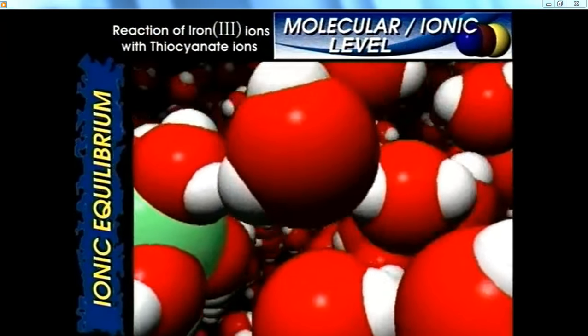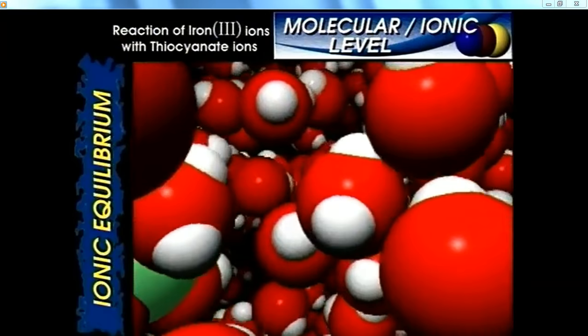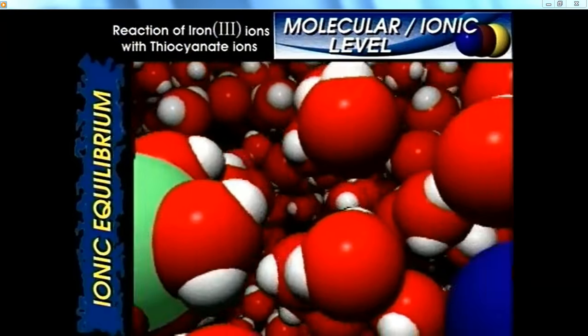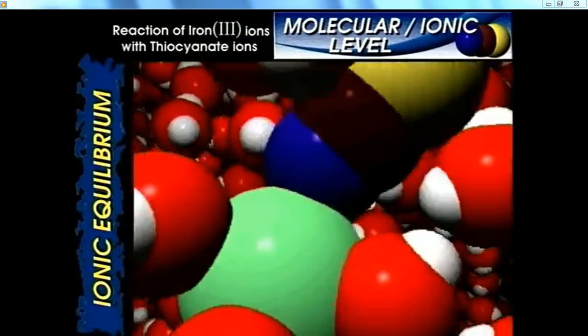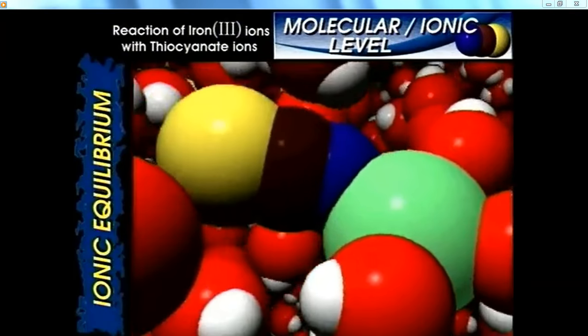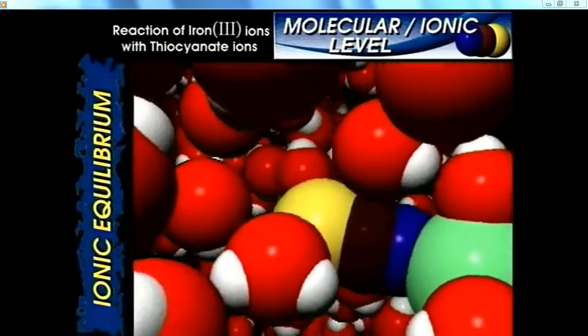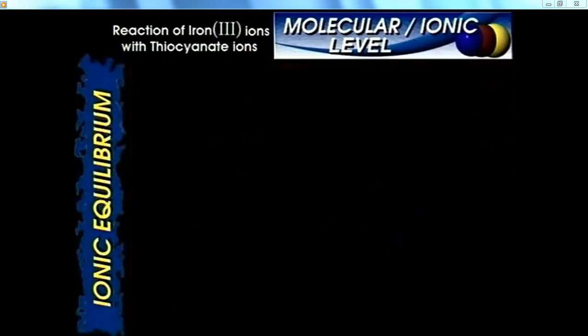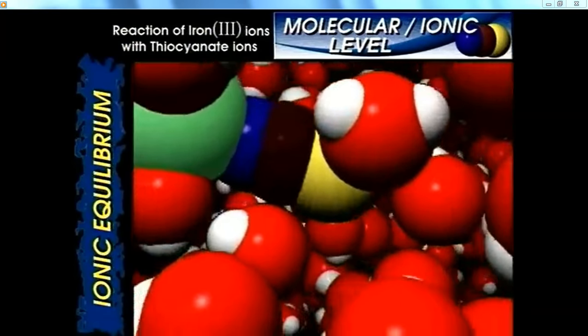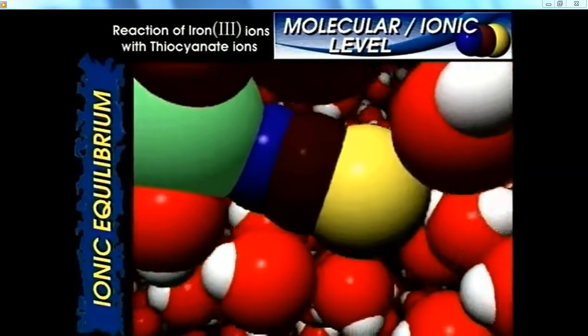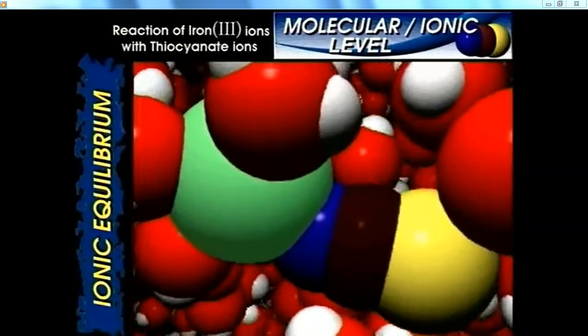When a thiocyanate ion collides with a hydrated iron 3 ion, it can displace one of the bonded water molecules, forming a new complex ion. Elsewhere in the solution, a complex ion so formed can lose its thiocyanate ion, with a water molecule taking its place.